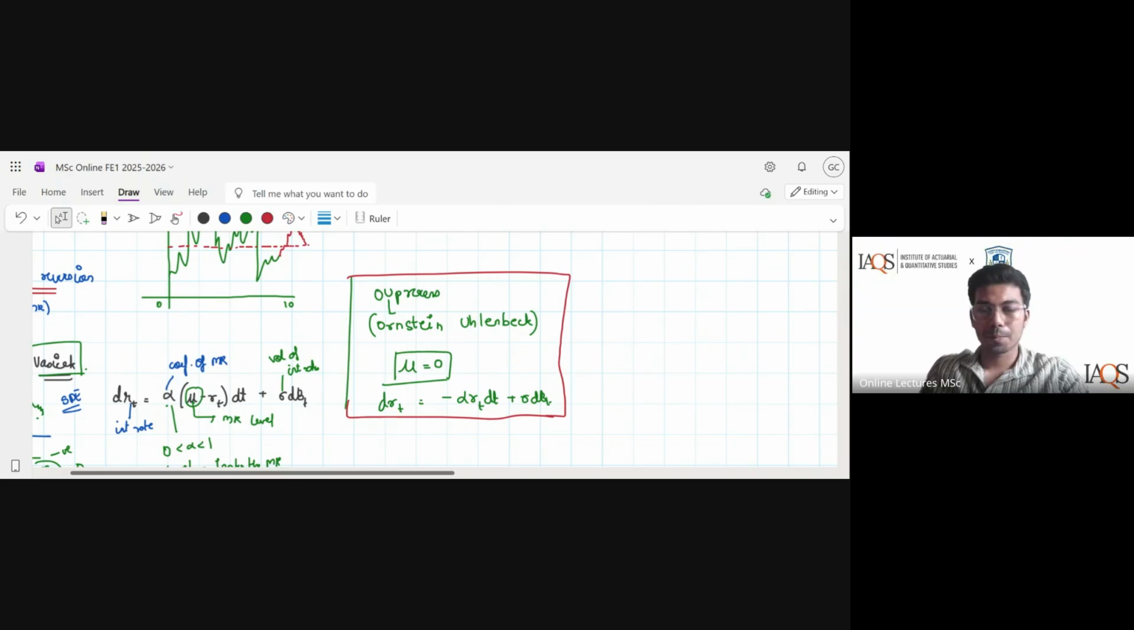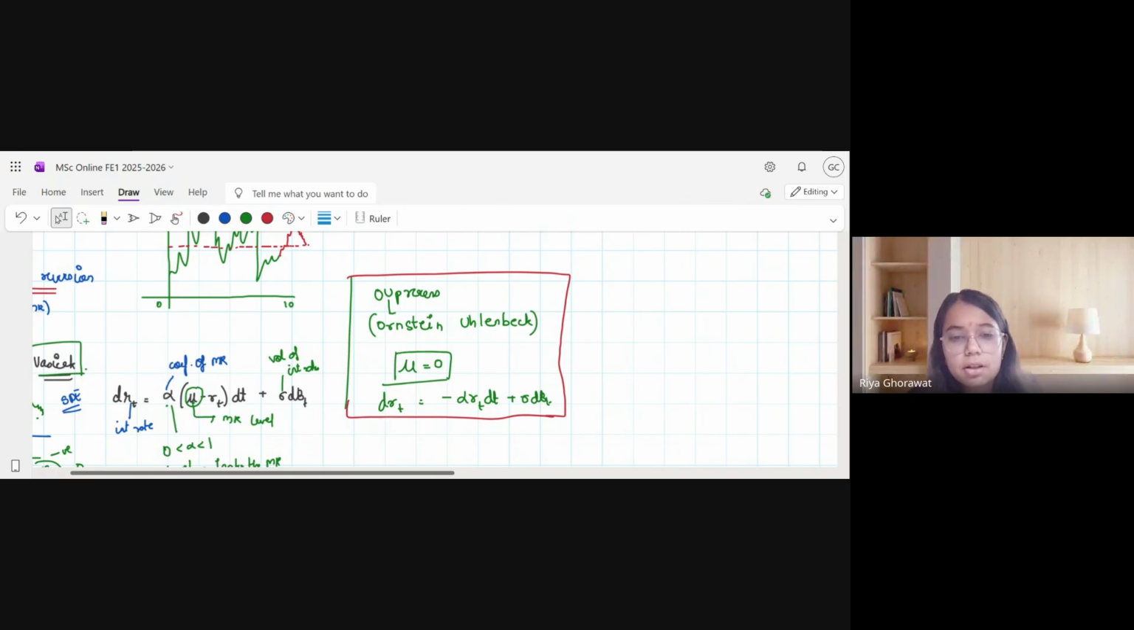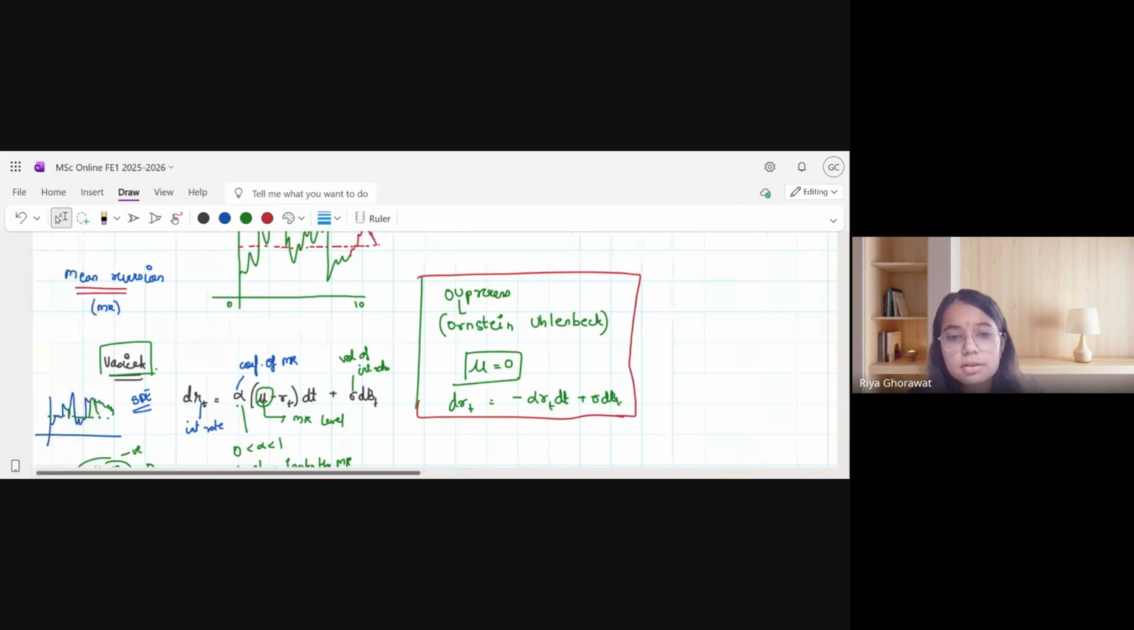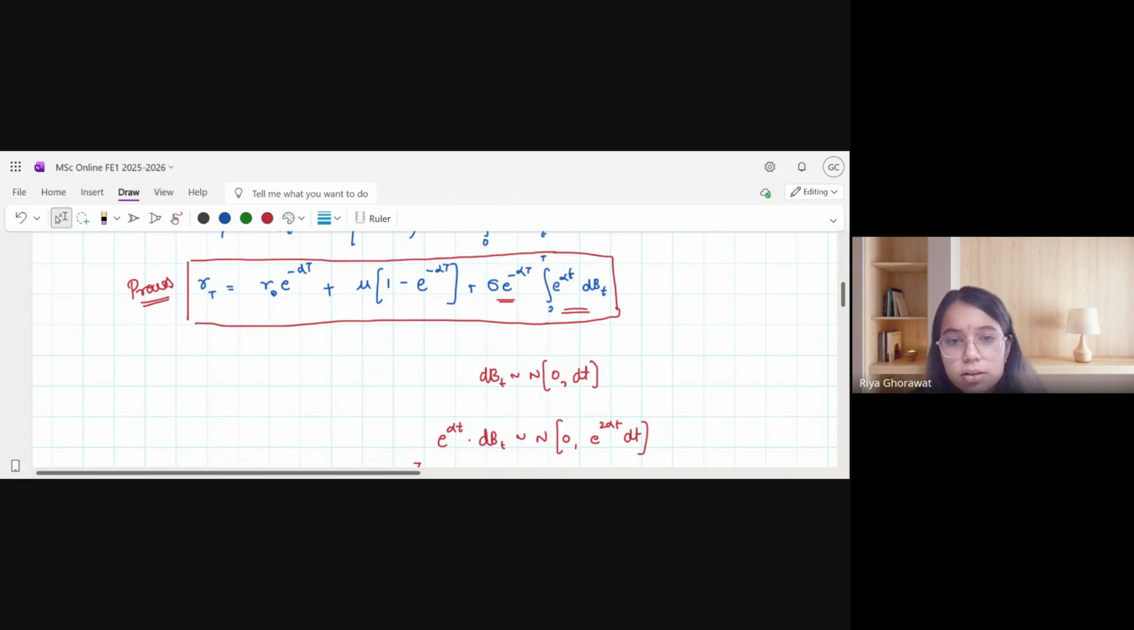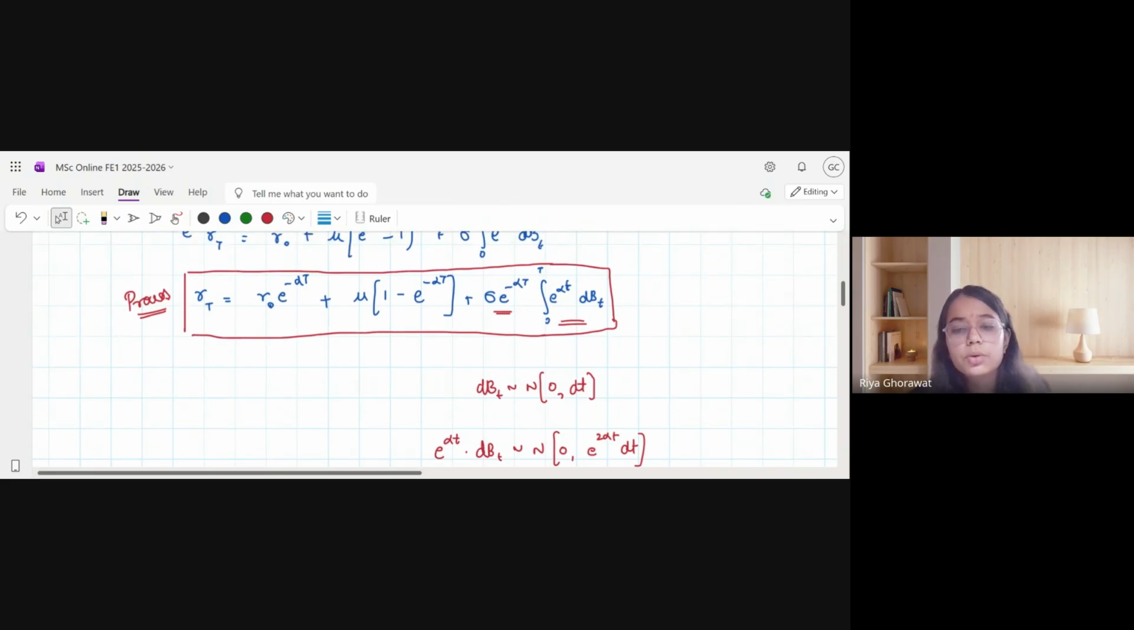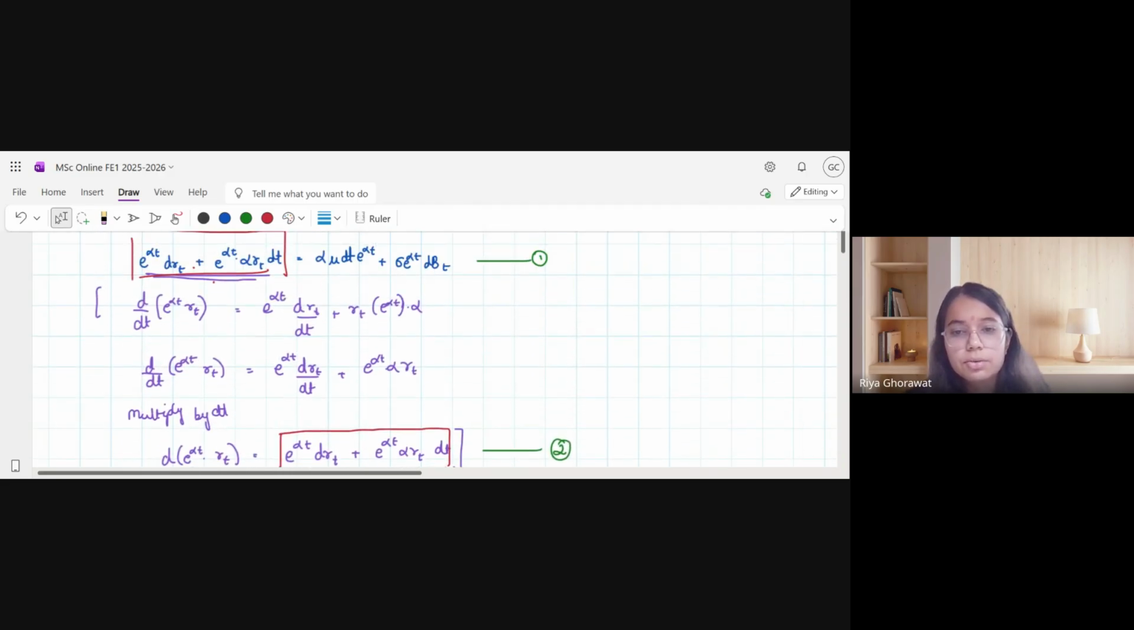Can you go to the step equation one? And this is the derivation. The two equations we used before, number 1 and 2.